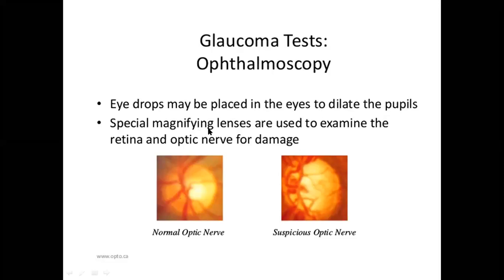And then through a special magnifying lens we examine the retina and the optic nerve. So this is a normal optic nerve, and this is a clouded one, and this is a suspicious optic nerve. So we have done the tonometry to see the pressure of the eye, and we have done the ophthalmoscopy to see the condition of the retina and the optic nerve.